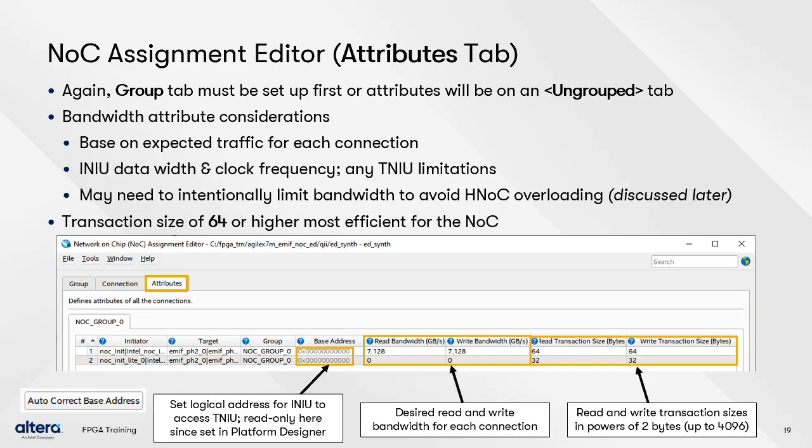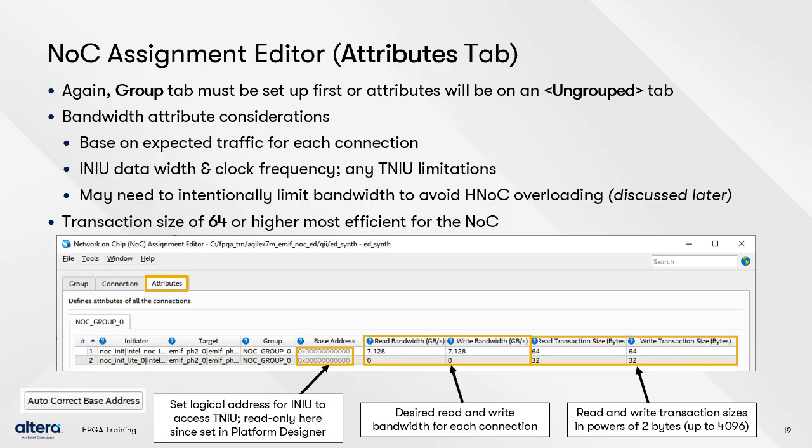Finally, the Attributes tab allows you to specify important attributes for each connection made on the Connection tab. Again, you must create a group or groups on the Group tab and make connections on the Connection tab in order to specify attributes for a particular connection. Each row represents an INIU to TNIU connection from the Connection tab. First, set the base address for the INIU to access the connected TNIU through the NoC. If you used the Platform Designer flow, this will already be filled in with the address set in Platform Designer and grayed out so it cannot be edited here.